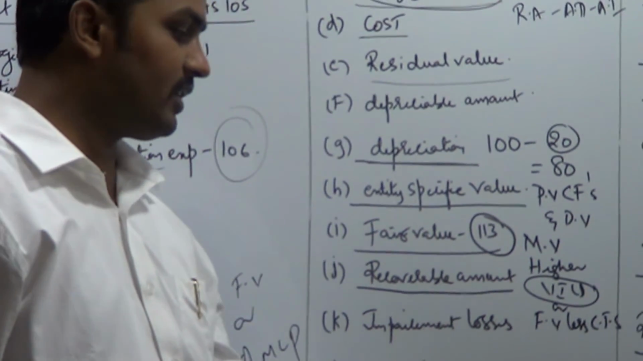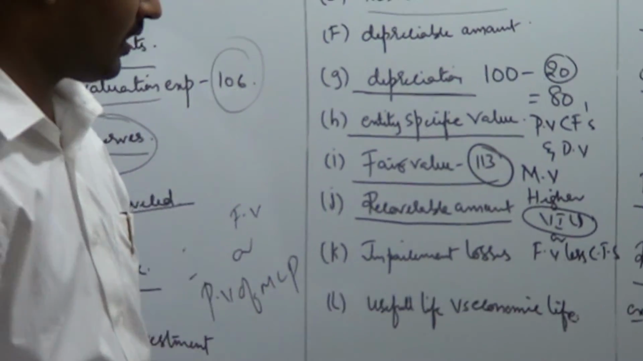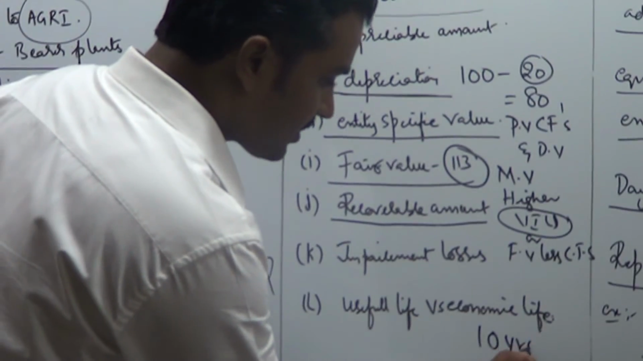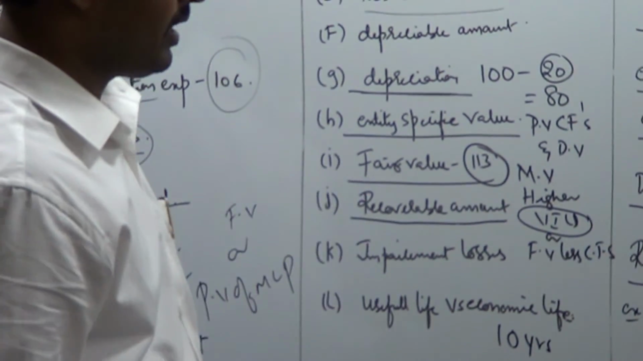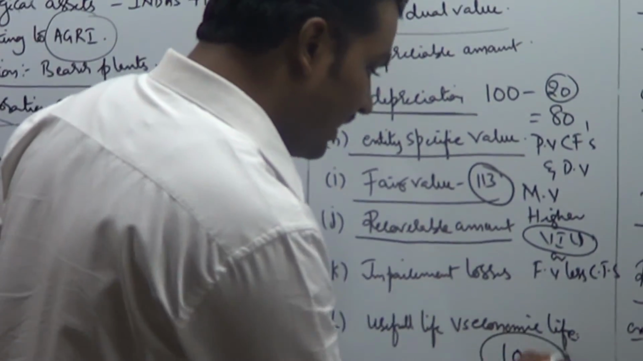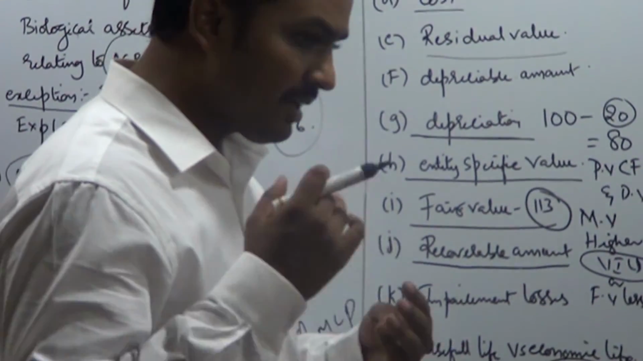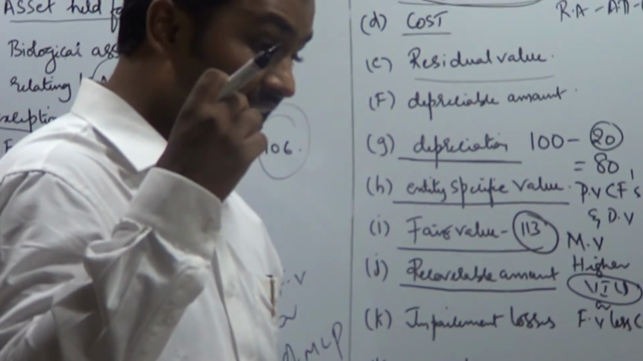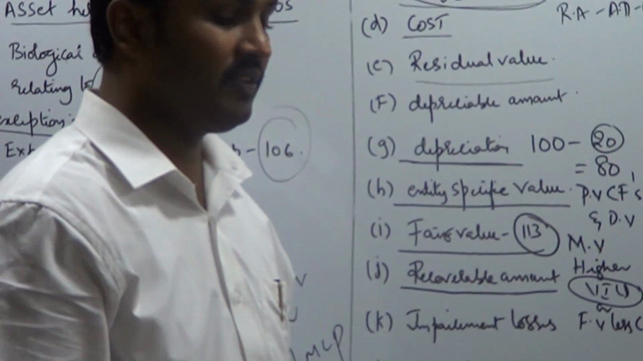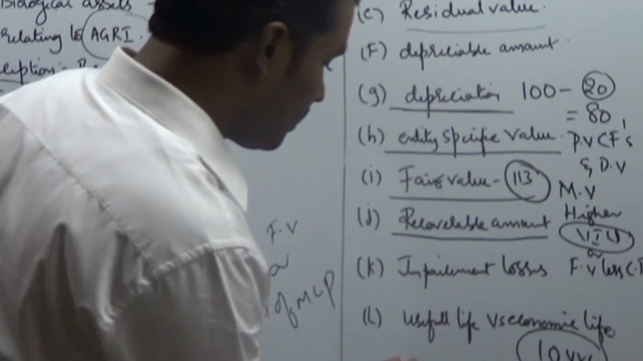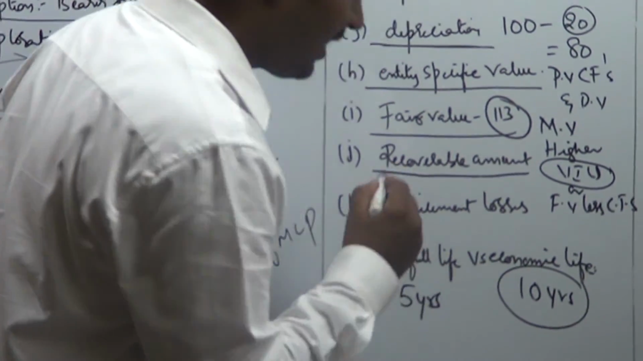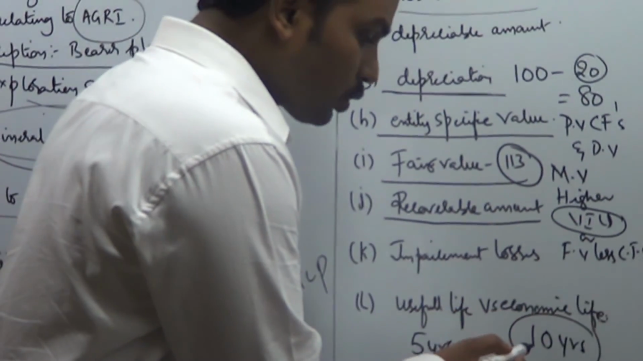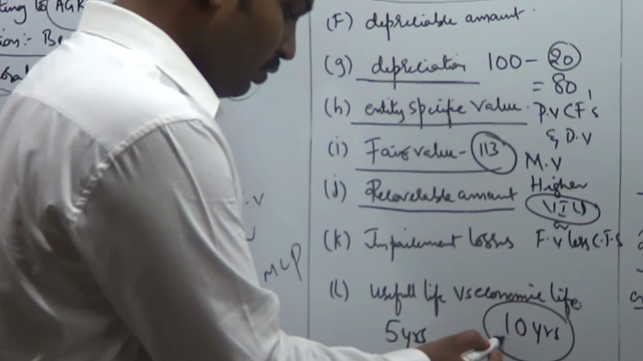Next, useful life versus economic life. Now what is this useful life and economic life? An aircraft may have a total life of 10 years. That means according to the manufacturer, the aircraft can be flown, it can be used for a period of 10 years totally. But the aircraft company which has purchased that aircraft may have a policy of using the aircraft only for the first 5 years, and after that they want to dispose of it. So economic life is the total life for which the asset can be used.